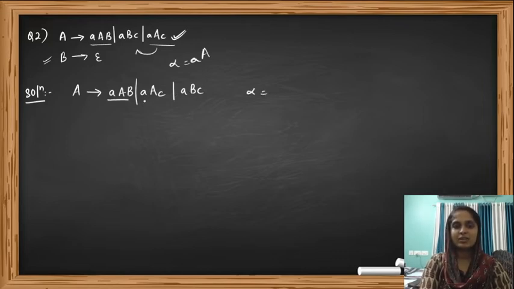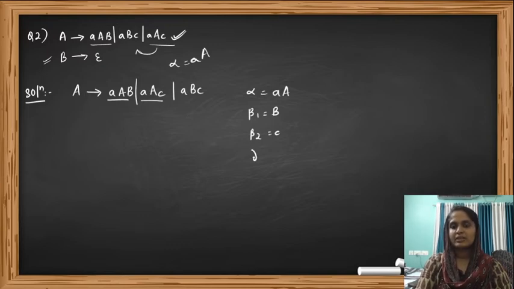Alpha means we are considering these 2 terms. So alpha is AA. So we are considering 2 terms, right? So there will be beta 1 and beta 2. What's the value of beta 1? Beta 1 is what comes after alpha. So capital B will be beta 1 and small letter c will be beta 2. And what's the value of gamma? Gamma is the third term which doesn't start with alpha. So it is A, B, C.